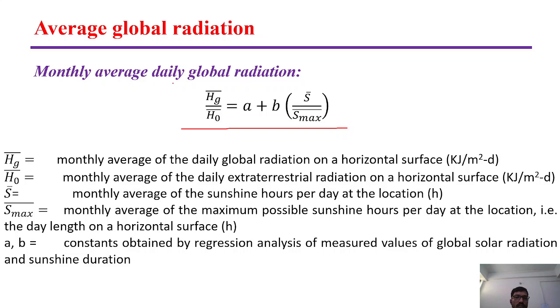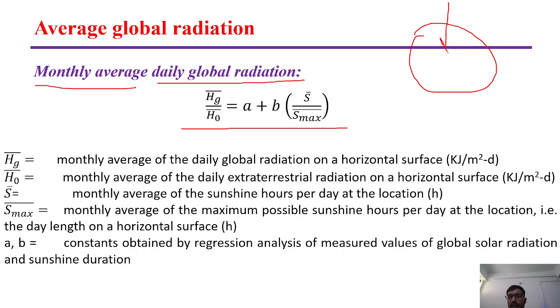So, monthly average daily. We have to see carefully what our requirement is: monthly average daily global radiation. We might be interested in getting the values for the daily global radiation, only the diffuse radiation, only the beam radiation, or only the scattered or diffuse radiation. So first, let's go to monthly average daily global radiation.